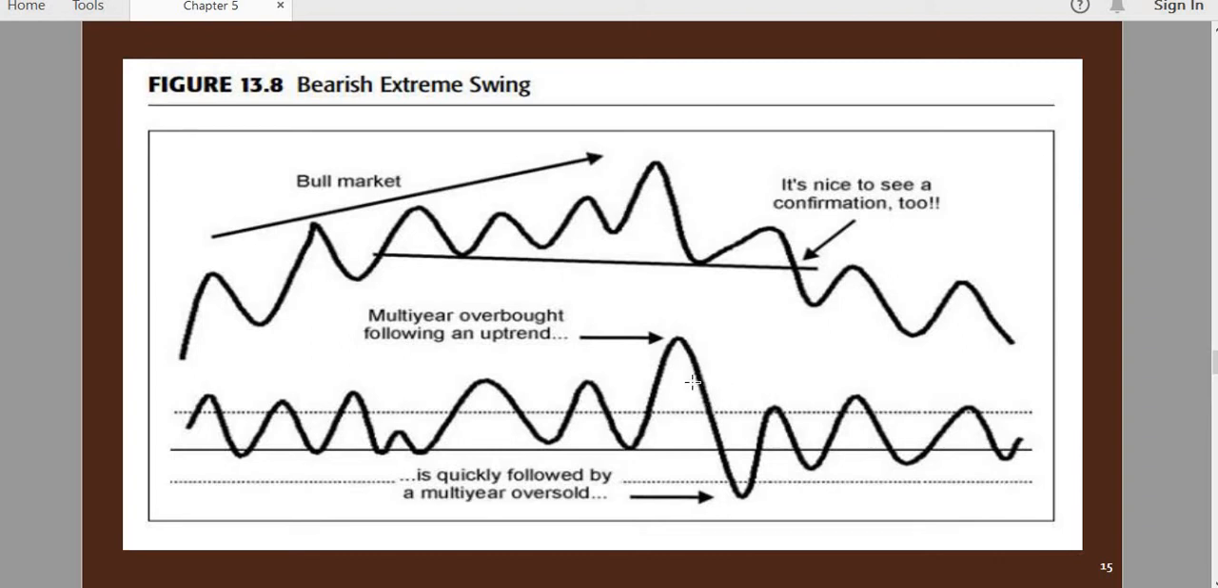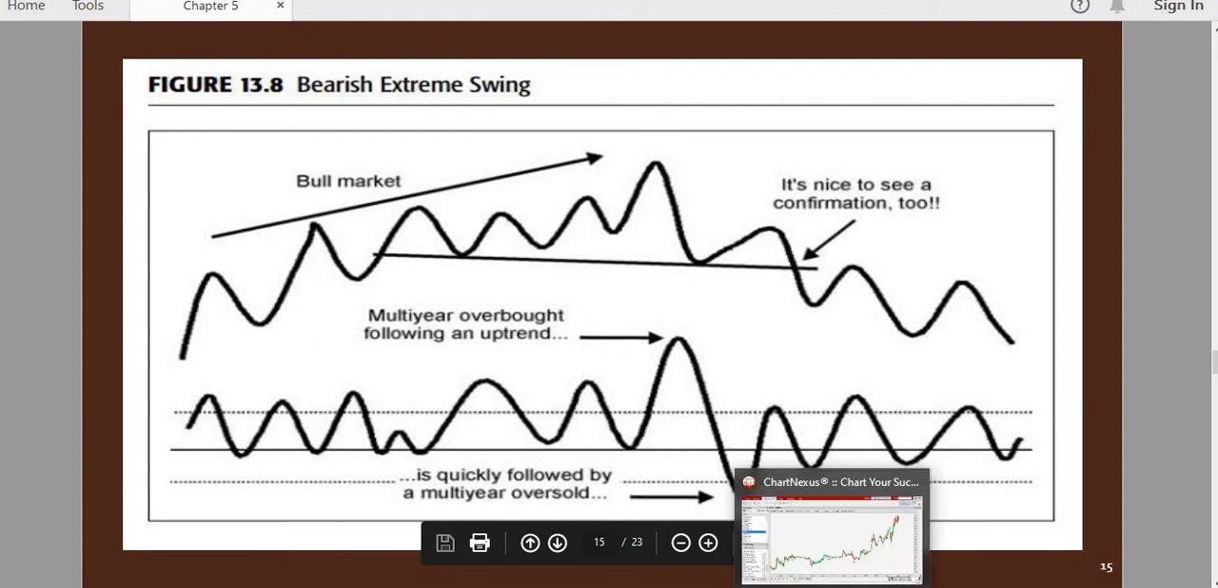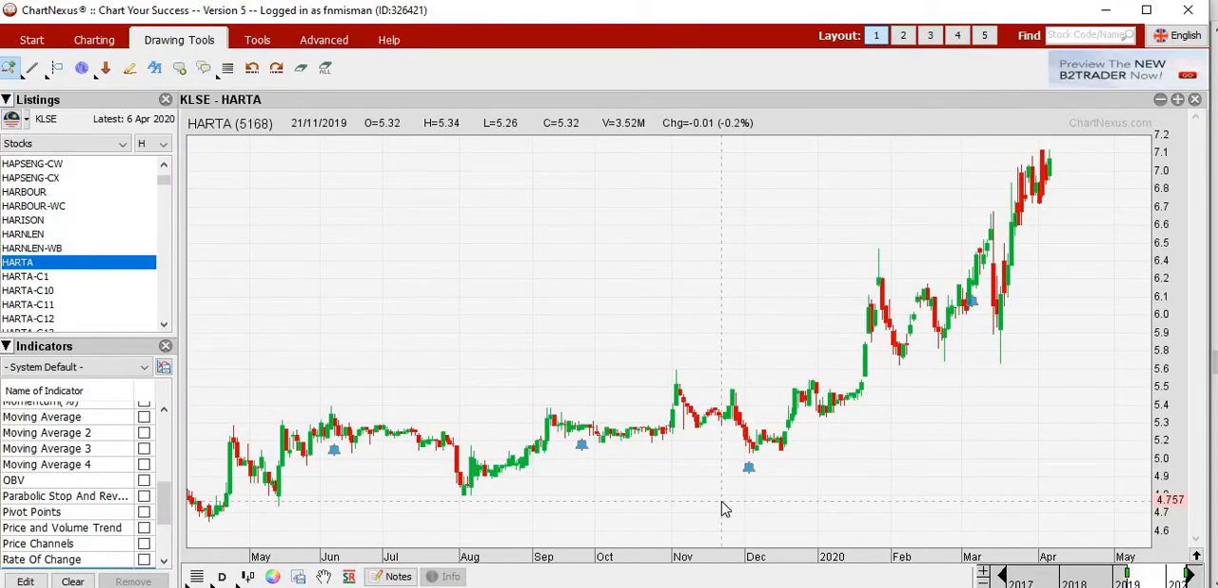It indicates that the changes in price are still positive but at a smaller value. Then when the price creates another high, we can see that the ROC cannot exceed this overbought area. This we call an extreme swing in the ROC value. So let's check the chart in Chart Nexus, how we want to use ROC.